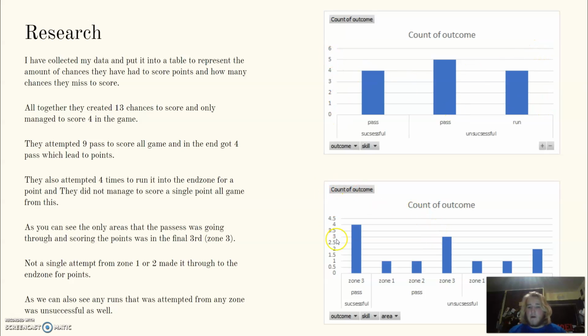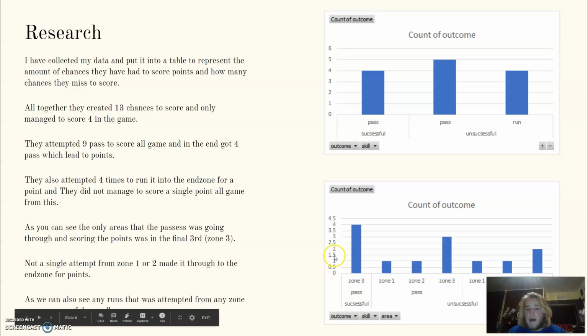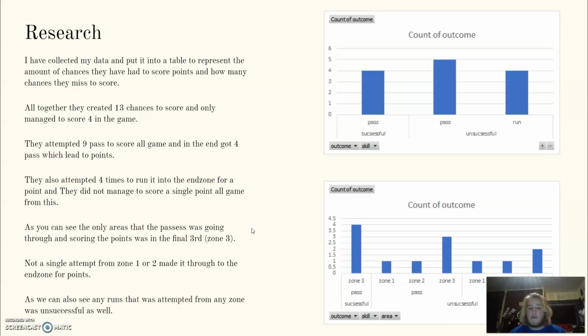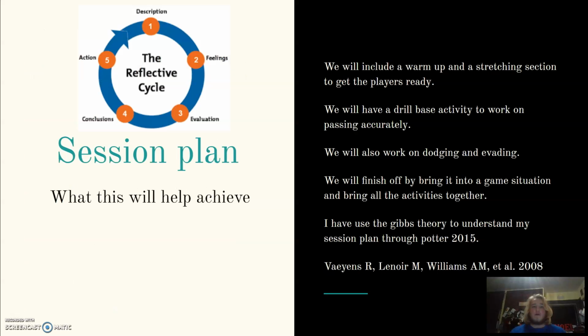If we come down to outcome again, every successful pass was also done in the final zone, zone 3, which means if they're in the zones a bit further back, they don't have the ability to see the passes there or create space to create the passes to give them a chance to score the points. Also, any run they attempted from any zone was all unsuccessful, which means that they were just running for the sake of it instead of using their teammates. So what I found from my research is that they need to look more and see what's in front of them to get them attacking plays.